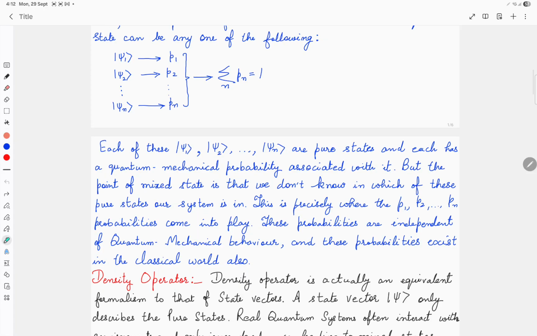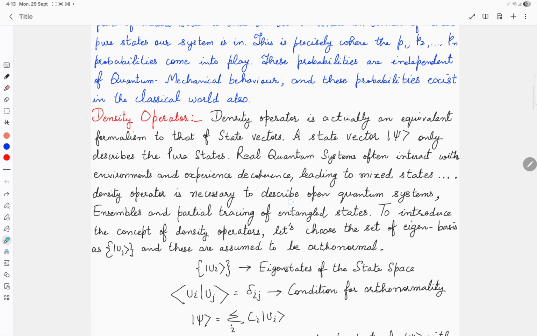Now each of these states are pure states. Individually these are pure states and each has a quantum mechanical probability associated with it. But the point of mixed state is that we don't know in which of these pure states our system is in. This is precisely where the probabilities P1, P2 and Pn come into play. These probabilities are independent of the quantum mechanical behavior, and these probabilities exist in the classical world also, as I have just described previously that the statistical probability exists in the classical world also.